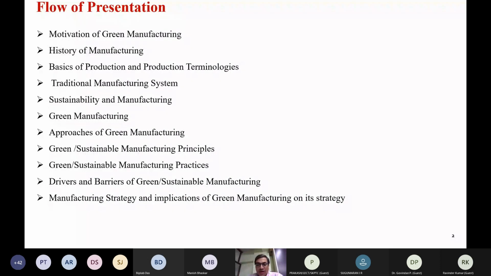Then lastly, I'll discuss the implications for manufacturing strategy, the conventional manufacturing strategy, if we bring green into organizations, because conventionally something is already established. Whatever manufacturing strategies, the strategy of the organizations to make the product, to produce the product, if a company adopts some green practices there, then what would be the impacts on those conventional manufacturing strategies? Then how can a company change its strategies, what should they change, to adopt green manufacturing practices?